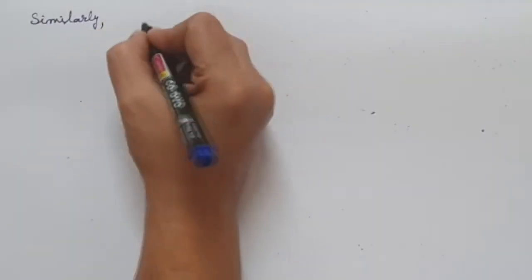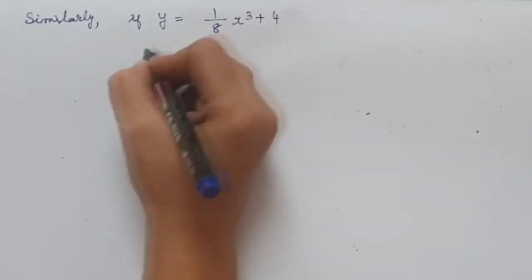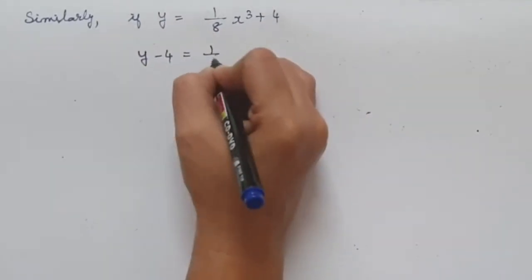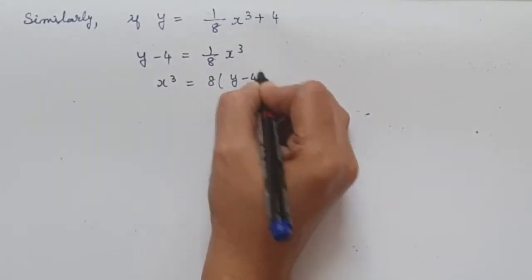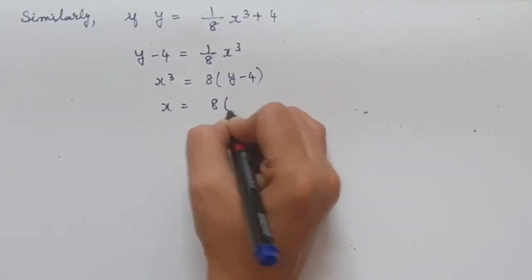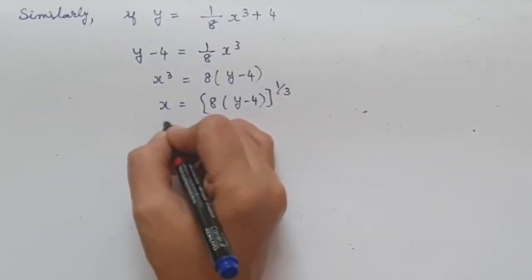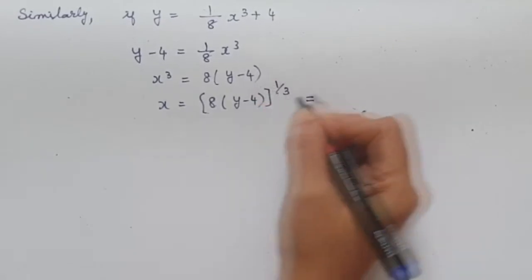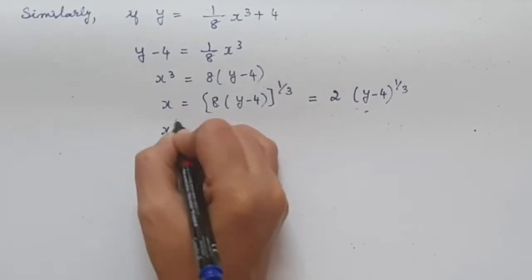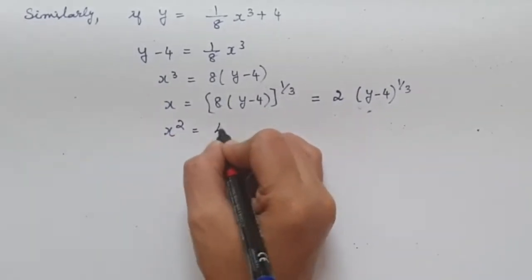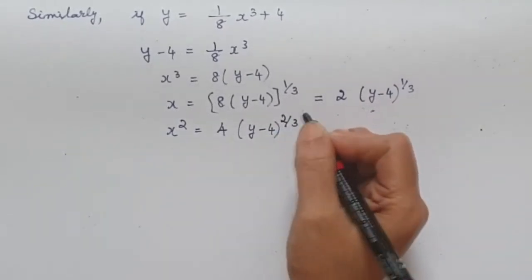Similarly, if y equal to 1 over 8 x cubed plus 4, then y minus 4 will be equal to 1 over 8 x cubed. So x cubed will be equal to 8 into y minus 4. So x will be equal to 8 into y minus 4 to the whole power 1 over 3. This is nothing but 8 to the power of 1 over 3 which is 2, into y minus 4 to the power of 1 over 3. Now we need x squared. So when we square, 2 squared is 4, and y minus 4, a power and a power will be multiplied. So it is 2 over 3.